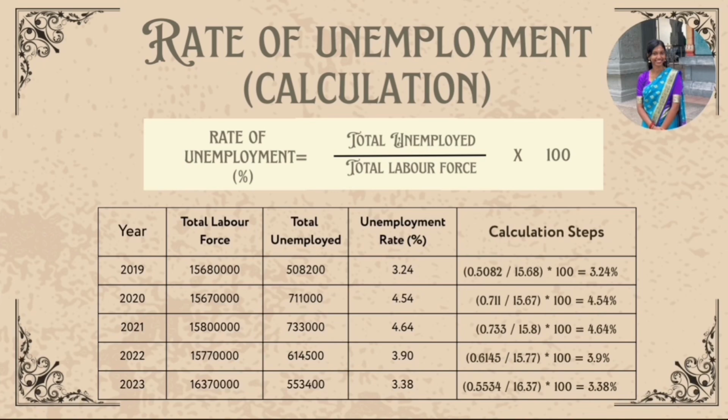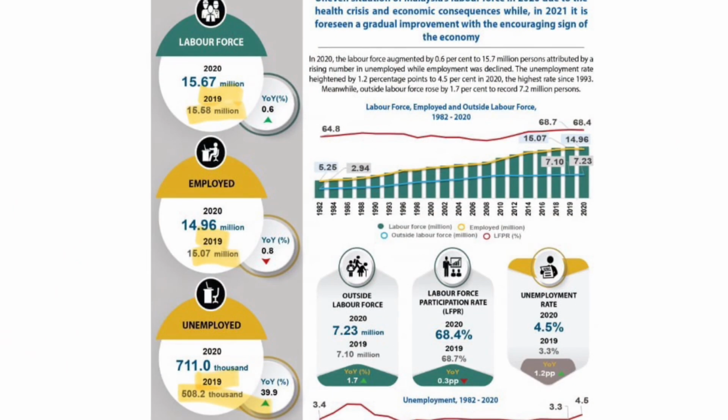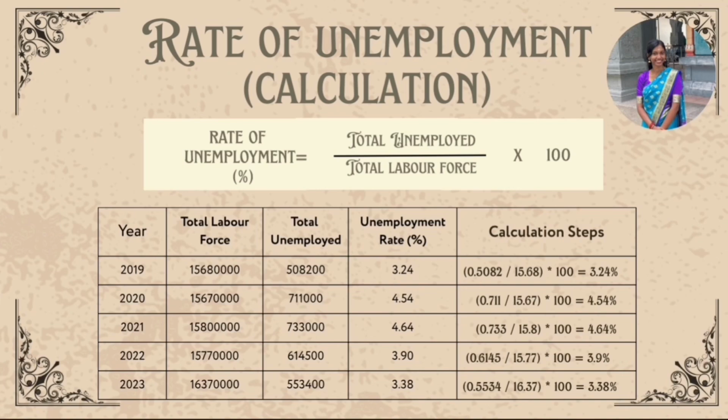In the first year, 2019, there were about 15.68 million people in the labor force and around 508,200 unemployed. So the unemployment rate was 3.24%, which we get by dividing 0.5082 by 15.68 and then times 100. Then came 2020, and yeah, we all know COVID hit hard.